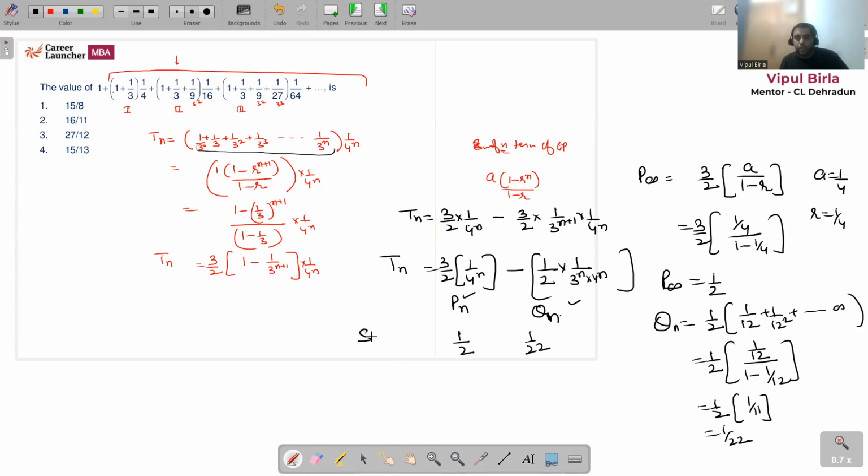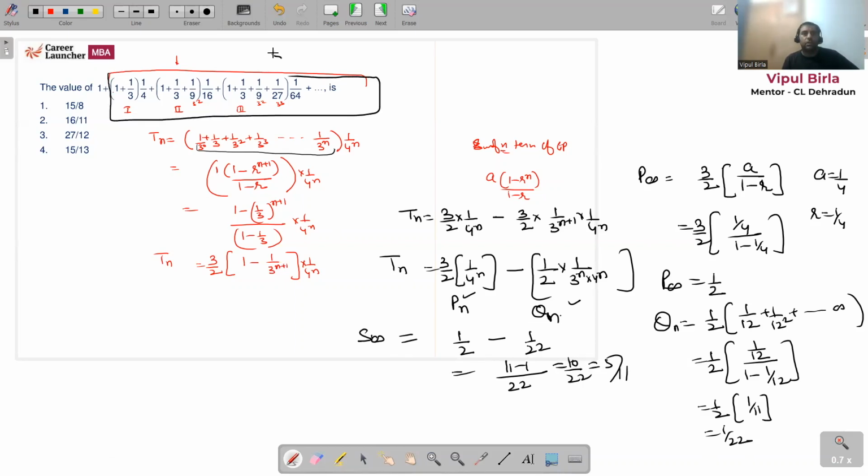So therefore the sum of infinite terms will be 11 minus 1, which is 10 by 22, or 5 by 11. So that means the sum of all these terms is 5 by 11. Hence the total sum will be 1 plus 5 by 11, which is 16 by 11, my answer. So we broke that into two infinite geometric progressions and then solved it. As we did Qn, similarly I've written for P infinity, which is A upon 1 minus R.